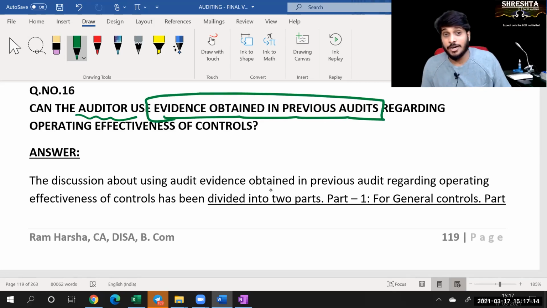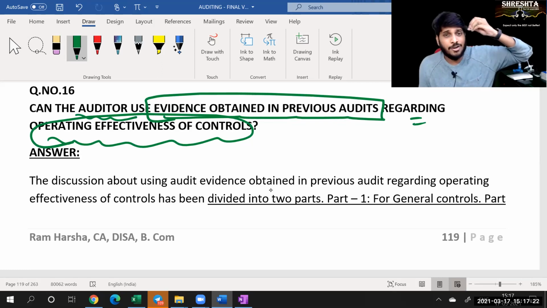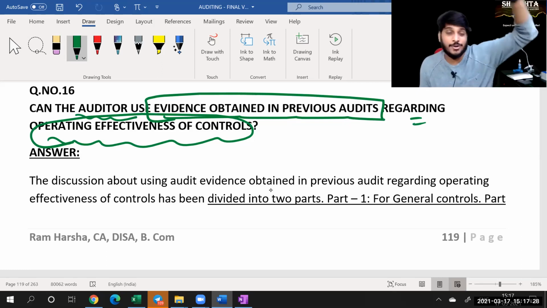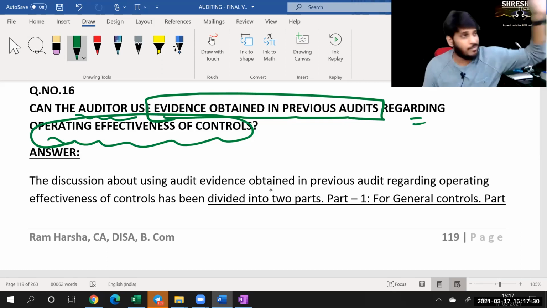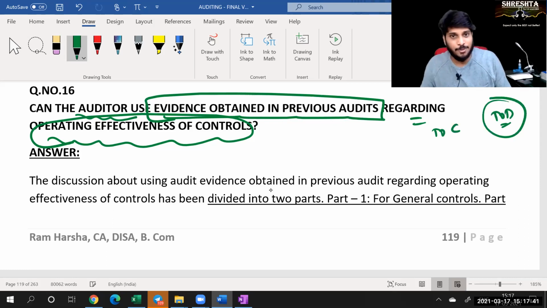Evidence obtained in previous audits, not regarding financial statements, but regarding operating effectiveness of controls. Last year I worked almost day and night for 1.5 months, understanding how controls are designed, implemented, maintained, and whether they are effective or ineffective. So much work I did. Now this year also, as part of my audit, I need to do test of controls and of course test of details, substantive procedures. Because people are lazy, I'm now getting a different thought: can I use last year's evidence?